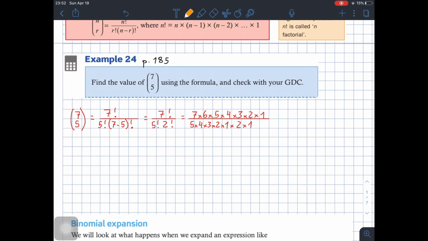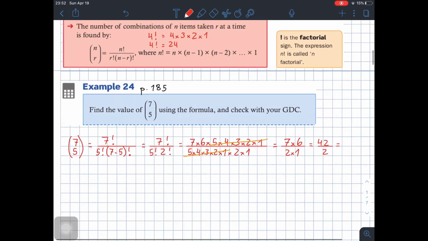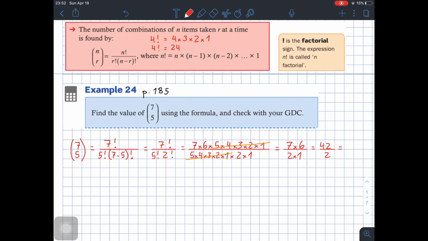So we can simplify that. We can just cross this out. And finally, we would get 7 times 6 over 2 times 1. And this is easy to solve, right? 7 times 6, that's 42. 2 times 1, that's 2. So 7 items taken 5 at a time equals 24. So there are 24 different combinations in which we can take out of 7 balls, for example. If we take them 5 at a time, we could make 24 different combinations.